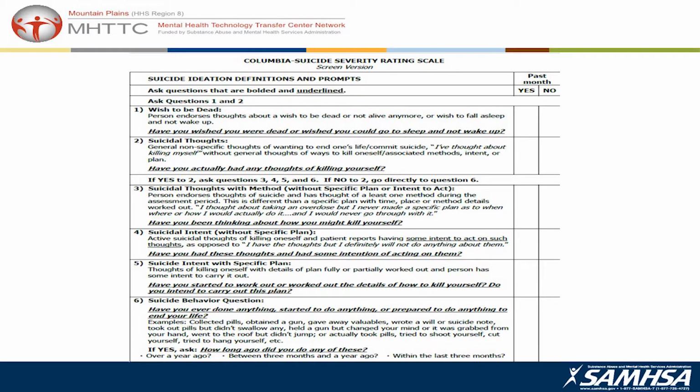Very busy, but this just talks about some of the language. So number 1, have you wished you were dead, wished you could go to sleep? Number 2, the patient might say, I've thought about killing myself, without general thoughts. And then you want to delve further. Number 3, I thought about taking an overdose but never made a specific plan. And so asking, are you feeling sad? Are you feeling hopeless? And then, are you feeling suicidal? Or just asking, have you thought about harming yourself, et cetera.